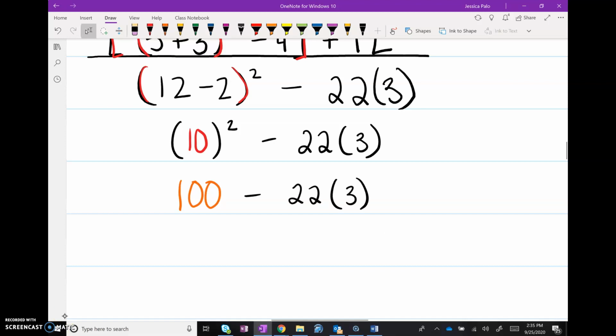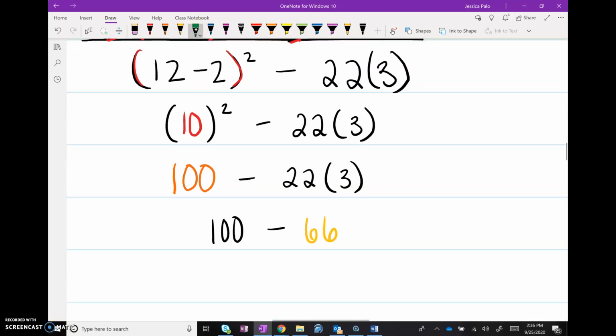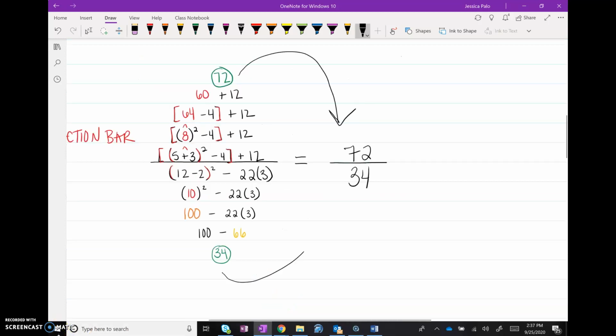We finished grouping symbols. We finished exponents. We are on to MD, multiplication and division. Starting on the left, we scroll to the right until we see some multiplication or division, which we have found right here. 22 times 3 equals 66. Bring down the rest of your expression. And now our last operation is subtraction. 100 minus 66 equals 34. So now we also have our denominator. So now we're going to put them together. Numerator 72 and our denominator 34. And now they are simplified and in one fraction bar.